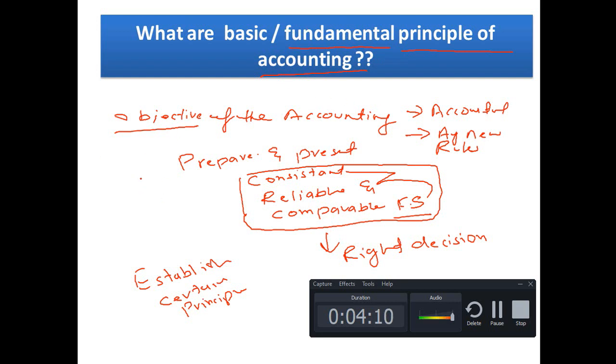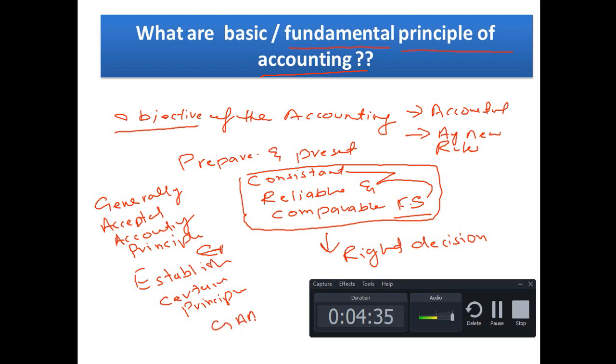Since these are accepted all over the world and used by accountants, that is why they are called generally accepted accounting principles, which is also called GAAP. So let's discuss each principle one by one.